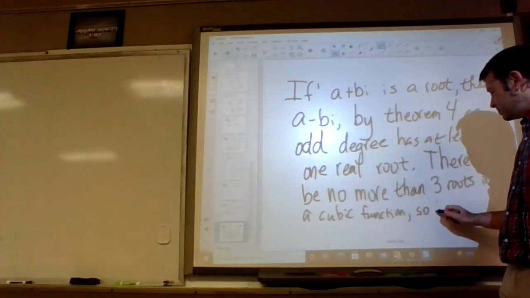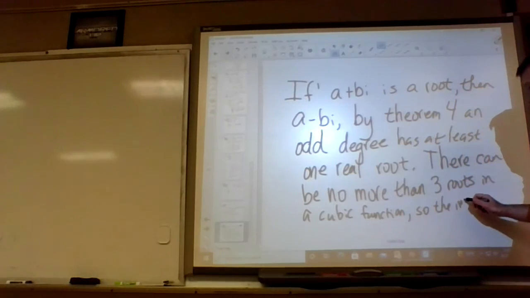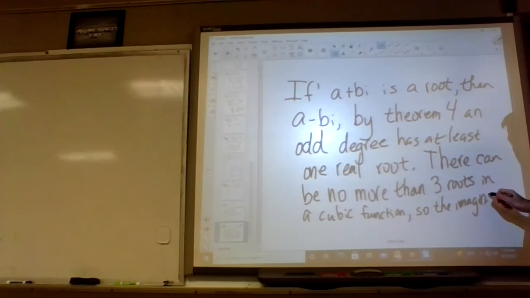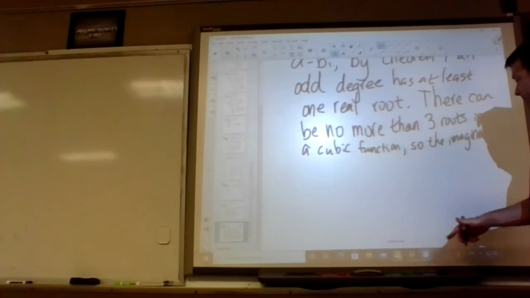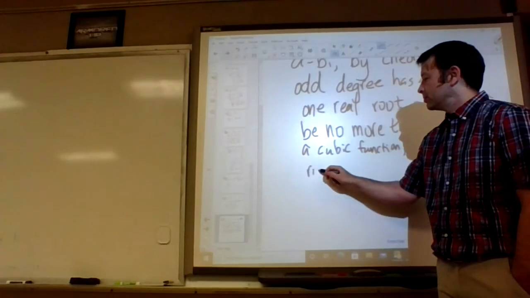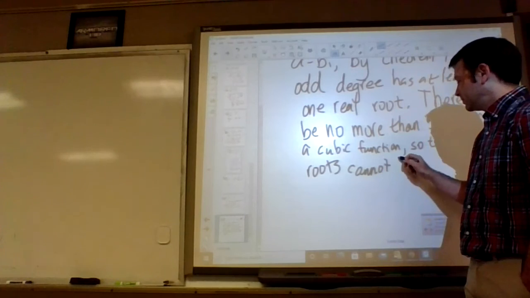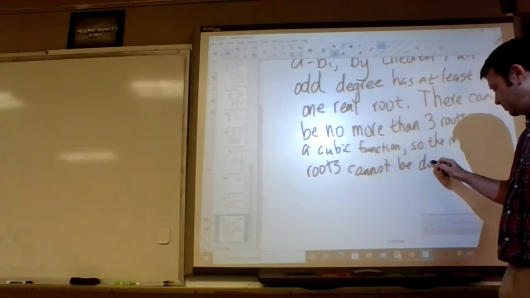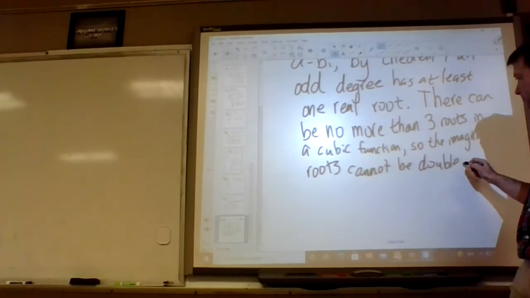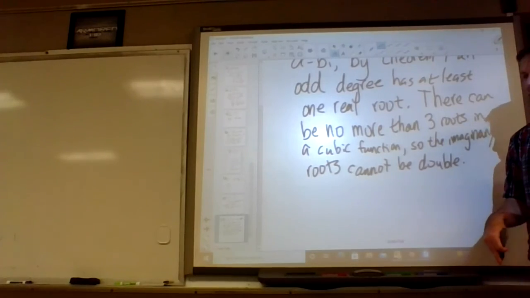So the imaginary roots cannot be double. I'm not sure I said this in the most compact way, but it's a clear way. I wrote a little paragraph.